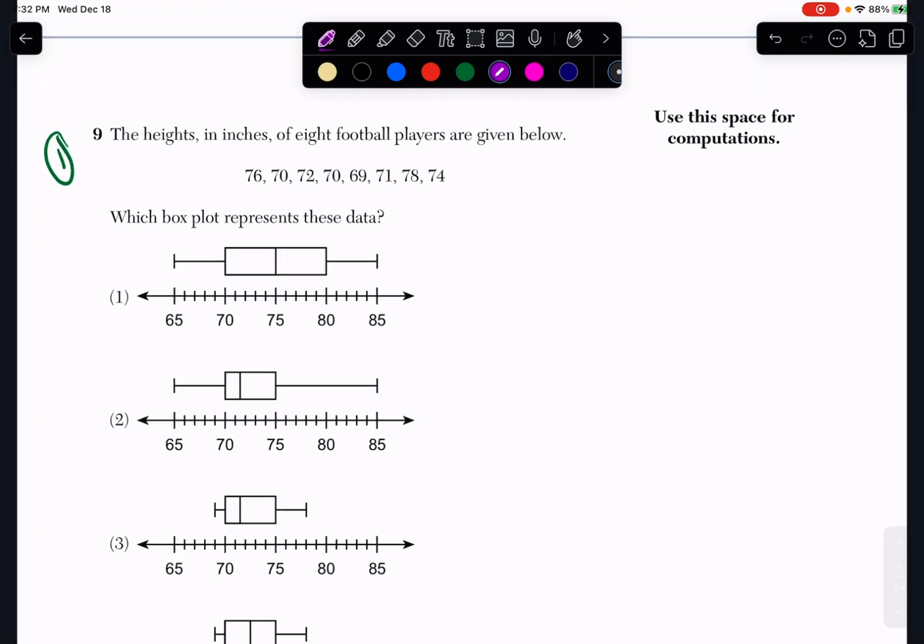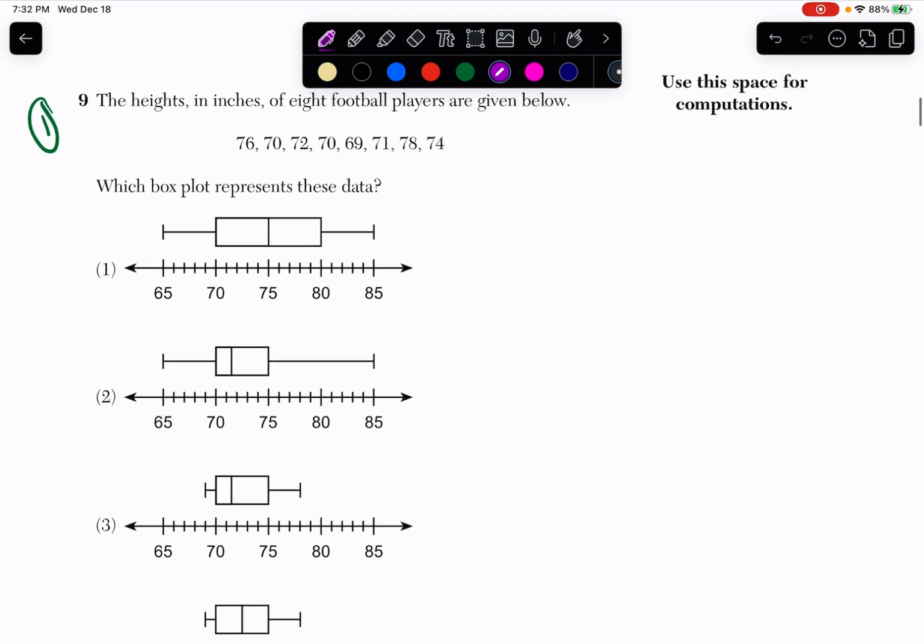Number 1, now we're back home. Good old box plot. So we have the height in inches of 8 football players given below. If you are asked to do a box plot, if you like doing these by hand, that's wonderful, but I always want you to check it in your calculator just in case, because there may be some type of weird rule about whether you're excluding the minimum or whatever. So as a reminder, to create a box plot, you're going to go to Stat, Edit, and you're going to type your data into L1.